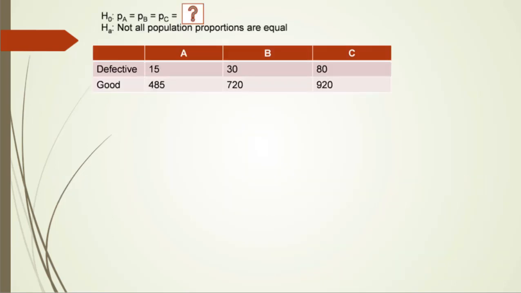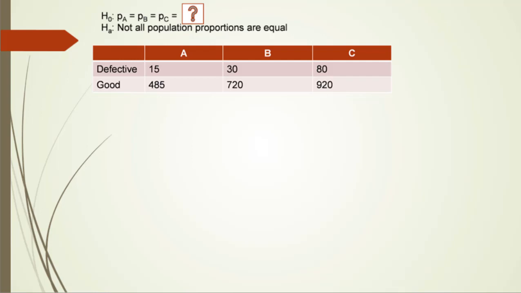The null and alternative can be set up this way. The null is that all the population proportions are equal. And the alternative is not all of them are going to be equal. In the null, PA, PB, PC are all equal, but we do not know what that probability is. So this is different from the die rolling example. In the die rolling example, we know that P1, P2, all the way to P6 is 1 over 6. Whereas here, we do not know what PA, PB, PC are equal to.